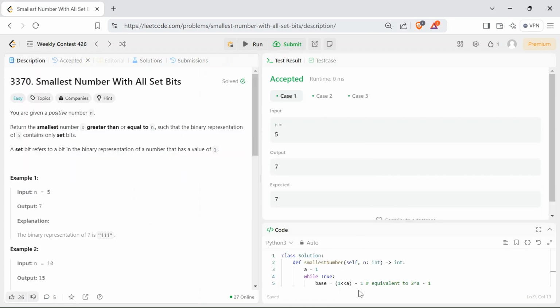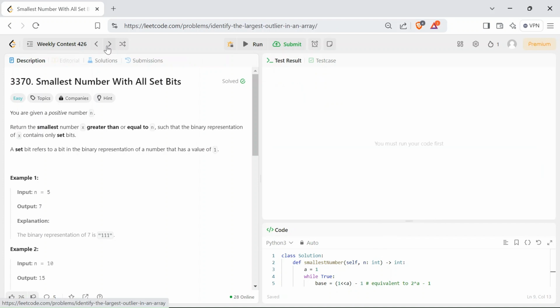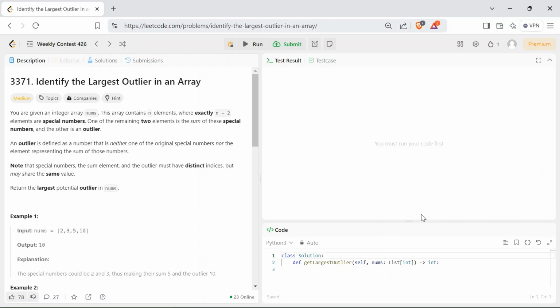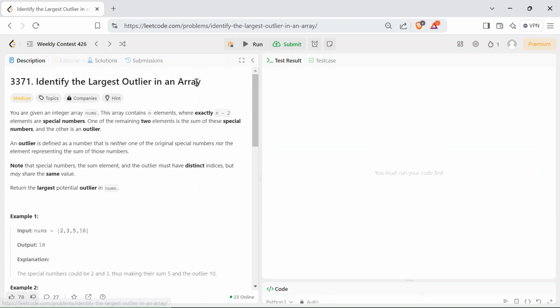Okay, so let's jump into the second question now. Identify the largest outlier in an array. You are given an integer array nums. This array contains n elements, where exactly n minus 2 elements are special numbers. One of the remaining 2 elements is the sum of these special numbers, and the other is an outlier. So n minus 2 special numbers, and remaining 2 elements, out of which one is the sum of the special numbers and the other is the outlier.